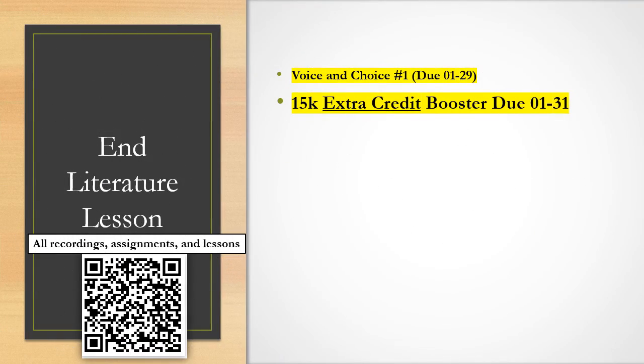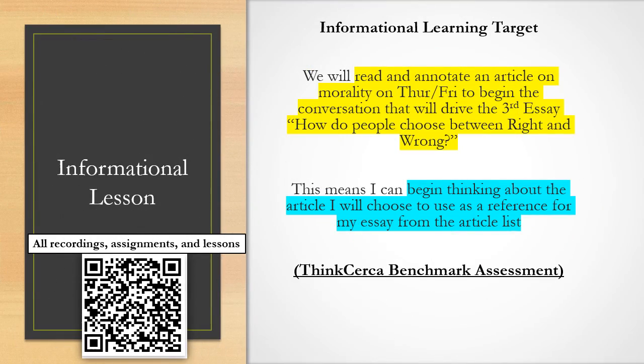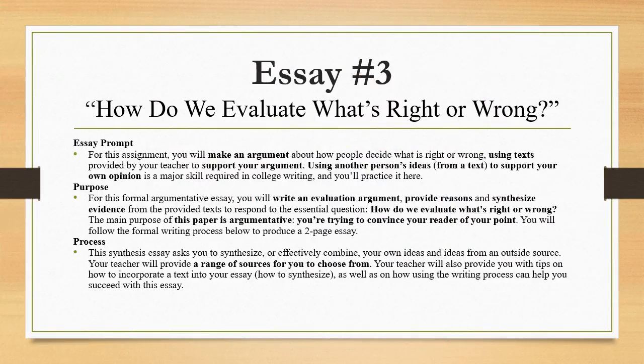All right, that's all I have for literature. In our informational lesson today, we're going to talk a little bit about the first essay of this second semester. Essay number 3 is aimed at the question, how do we evaluate what's right or wrong? For this assignment, you're going to make an argument about how people decide what is right or wrong using some texts provided by your teacher to support your argument. We're going to be looking at one of those this week on Thursday and Friday.